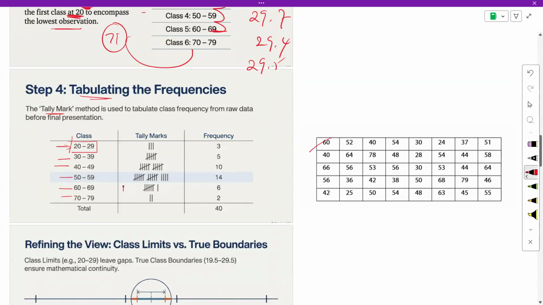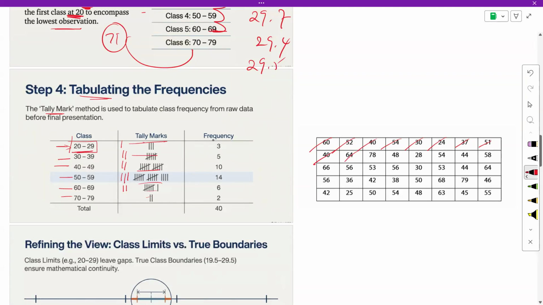Now we mark the tally: 60, right? It falls here. 1, 52, 50s, 40s, 54, 30, 24, 37, 51, 40, 64, right? Like that we mark the tally, and finally we count all the tallies here.